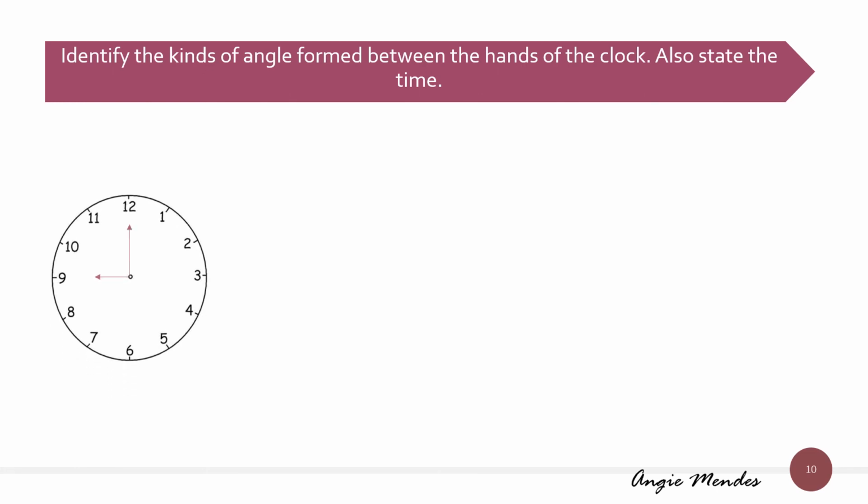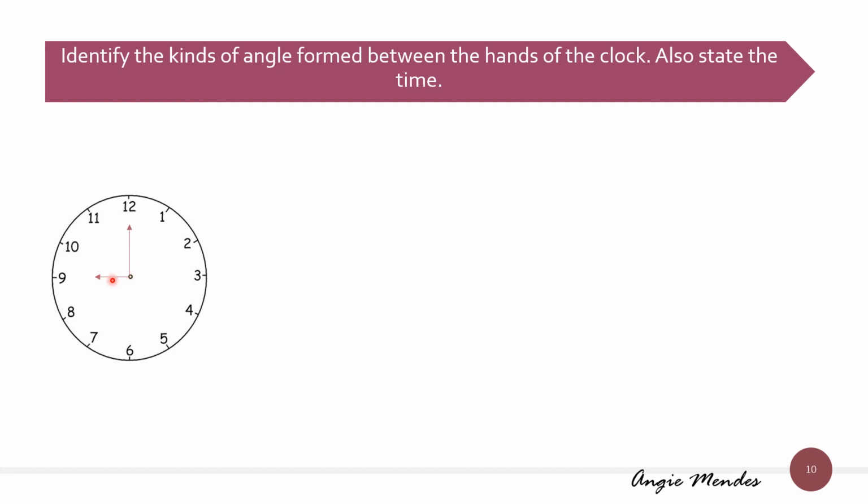Now look at these clock faces and you tell me the time as well as the kind of angle that is formed between the hands of the clock. First tell me, what is the time? Yes, that's correct. The time is 9 o'clock. How did you find 9 o'clock? Because you have the hour hand at 9 and the minutes hand at 12. So this is 9 o'clock.